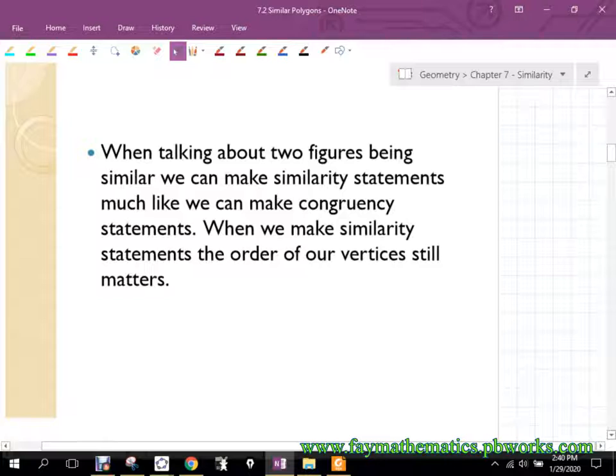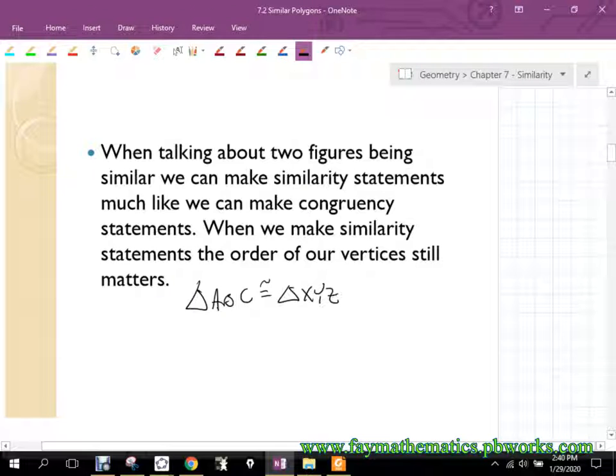Don't write this, but it says when talking about two figures being similar, we make similarity statements much like we make congruency statements. Okay? Remember, if I had a triangle ABC, we'll say triangle ABC is congruent to triangle XYZ. The way we named that told you how A related to X, right? It told you how B relates to Y and how C relates to Z, right? You remember that? Okay, and we can do the same thing with segments. We end up with congruencies with segments as well.